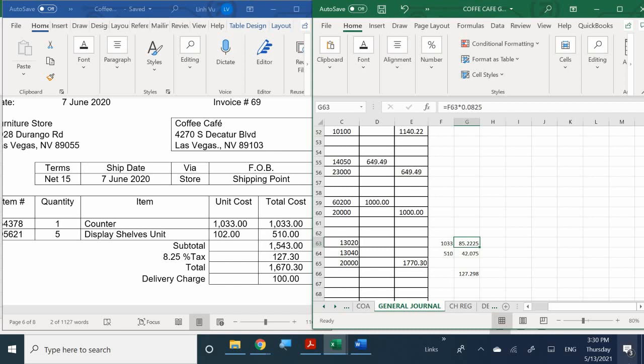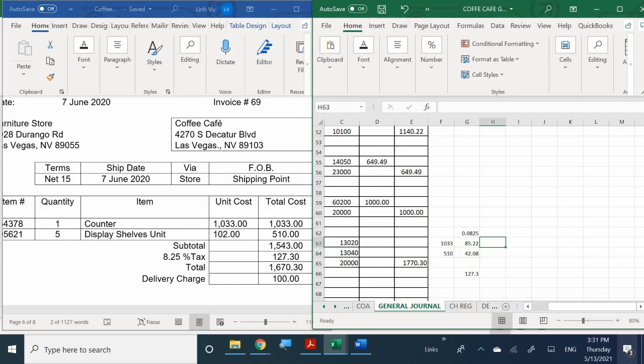So this one's going to be for $85.22, while this one is $42.08. Okay, because you have that 7.5. So these are going to be rounded up, and in this case, 85.22, and this is 42.08. There you go. You get 127.30. So there it is. You just figure out what the amount is on the tax here, and you can solve it this way too.